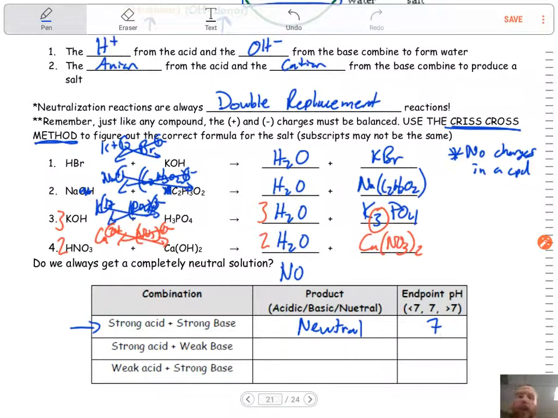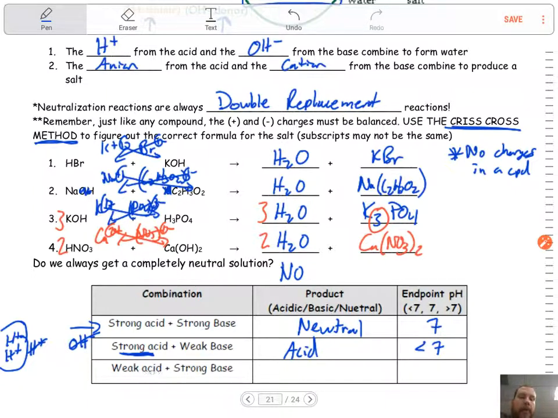But let's say I have a strong acid with a weak base. Which way do you think it's going to lean more? Yeah, it's going to be more acidic because you have more hydrogen ions than you do hydroxide. If we were to draw a picture of this, you might have 3 hydrogen ions but only 1 hydroxide. So these would cancel out, but notice your net is still more acidic.